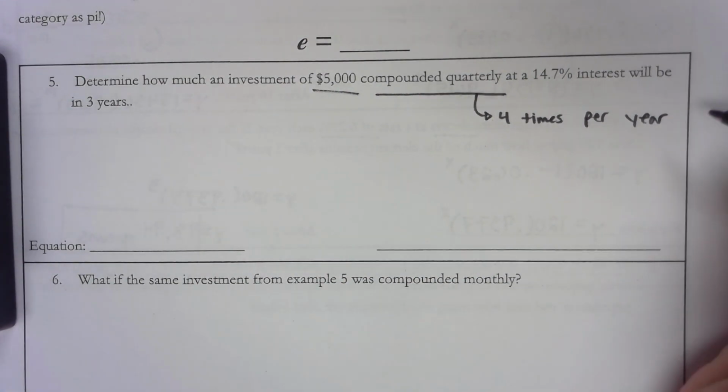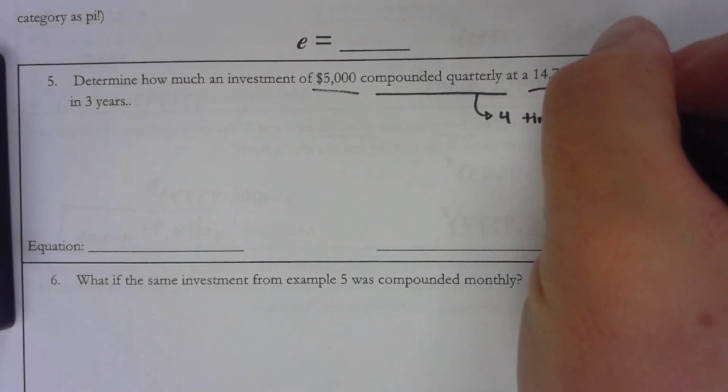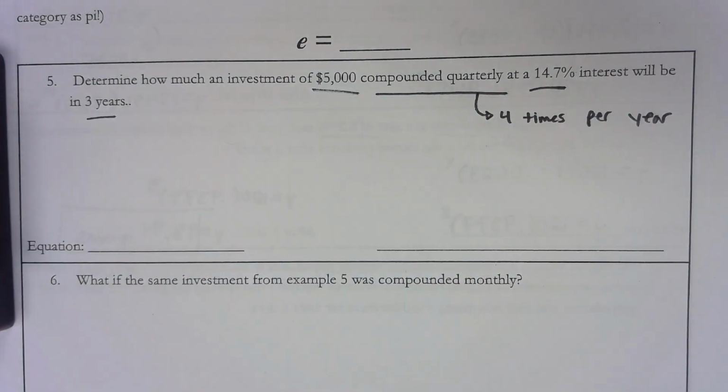A lot of businesses operate on quarters. They have like statements or things that are due each quarter. So this is a fairly common word. And then at a 14.7% interest, which is pretty good. And how much are we going to get in 3 years?